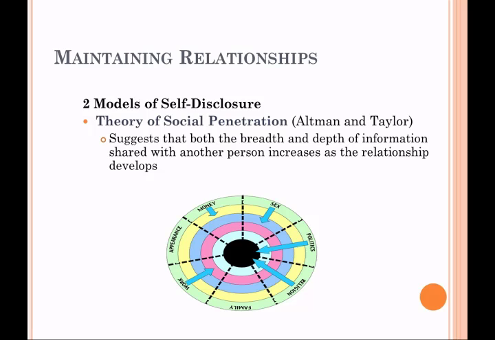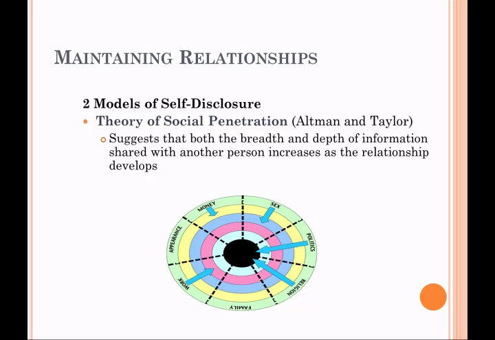Now, there are also two models of self-disclosure that are talked about in the textbook, and the first one is a theory of social penetration. This was developed by Altman and Taylor. In general, this theory suggests that both the breadth and depth, and if you're writing this down, you might want to underline breadth and depth, of information shared with another person increases as the relationship develops. And if you see here on the picture, this is what the self-disclosure social penetration model looks like.